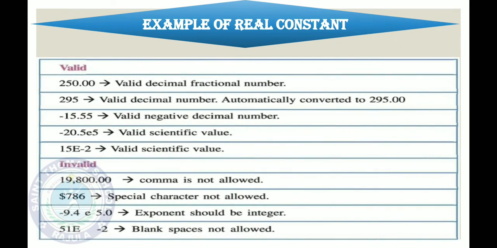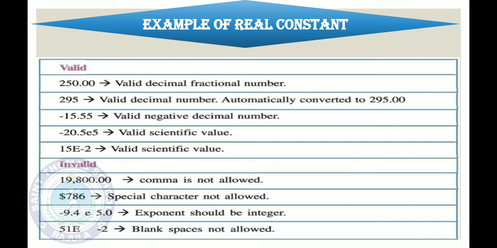Now here are examples of some real constants. 250.00 is a valid fractional number. Then 295.00 is automatically converted to a real constant. Then minus 15.55 is a valid negative number. Minus 20.5 E5 is a valid scientific form of a number. And 15 E minus 2 is also a valid scientific value. So you have seen these are the valid real constants.